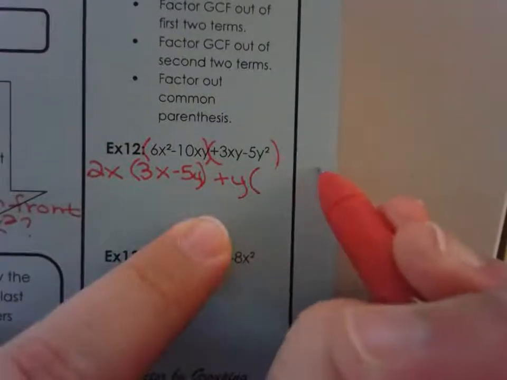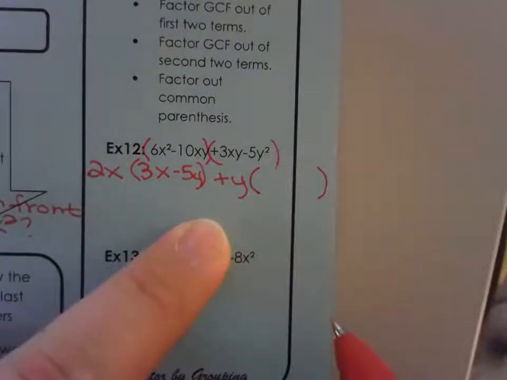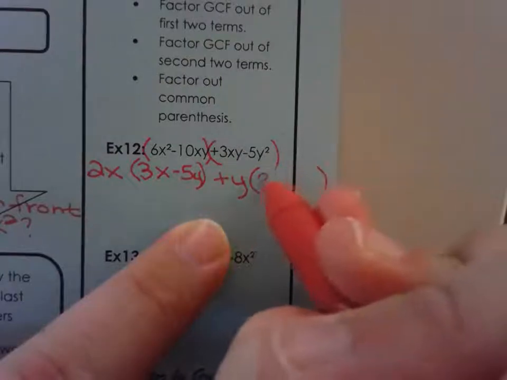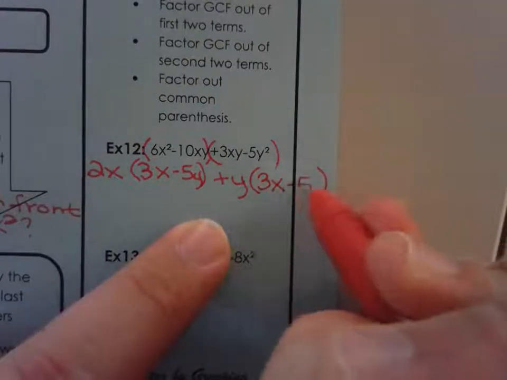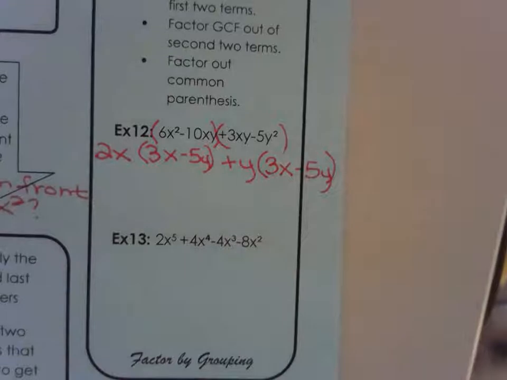If I take out what is left, it's going to be 3x minus 5y. I started with 3xy, I took out the y, I have a 3x left. I started with negative 5y squared, I took out a y, so it's just negative 5y. Your parentheses will always end up being the same when you do grouping.